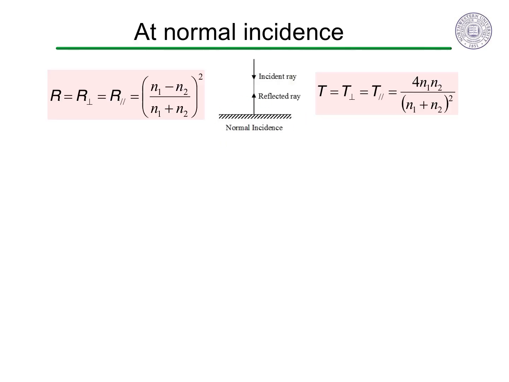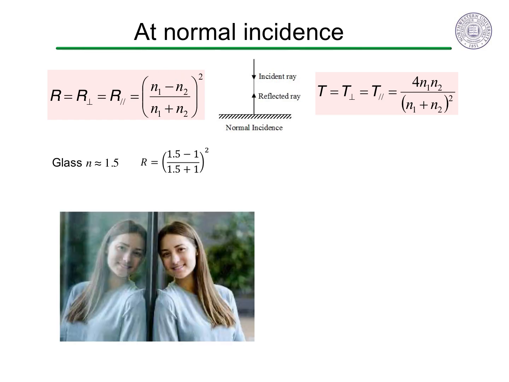At normal incidence, theta equals 0, with light rays heading directly to the surface, the problem becomes symmetric and the polarization no longer matters. This greatly simplifies the Fresnel equations such that the reflectance simply depends on the difference in the index of refraction. For example, consider a typical glass window with refractive index around 1.5. The difference with air is 0.5. The sum is 2.5. The ratio of these is 1/5, or squared is 1/25 or 4%.